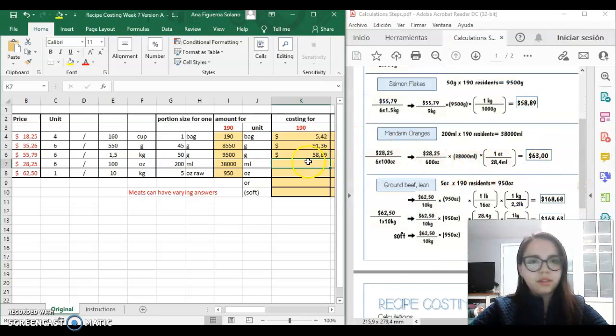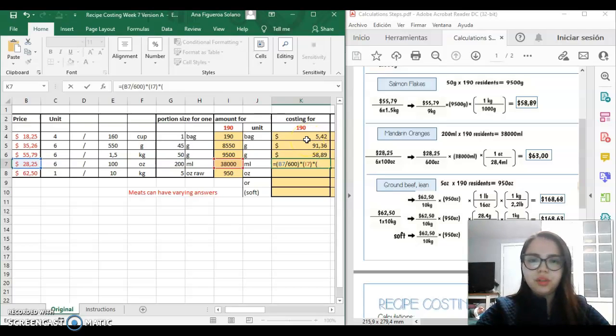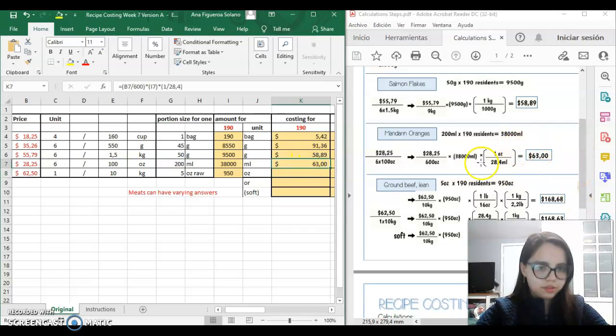Let's go with the Mandarin Oranges. Equal, open bracket, we have ounces versus milliliters. So we're going to open bracket, select the price per unit, divide in 6 by 100 would be 600, close bracket, multiply by the amount, and I'm going to open a new bracket. I used the soft conversion, so we know that 1 ounce gives us 28.4 milliliters. And close bracket, enter. 63 and 63 is the same.